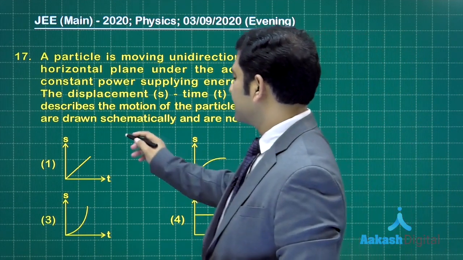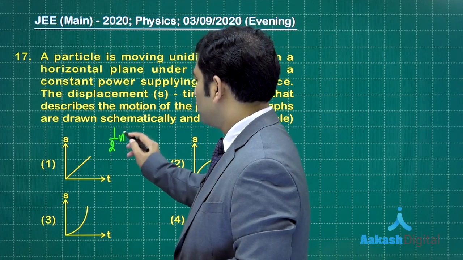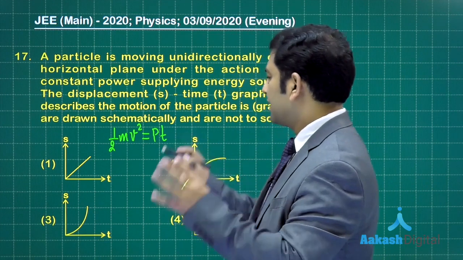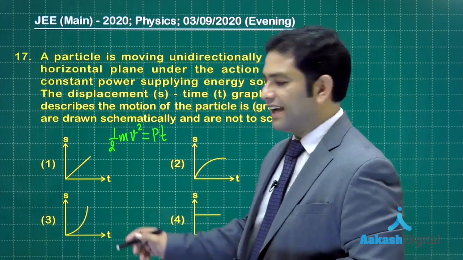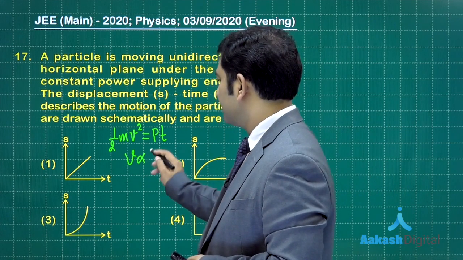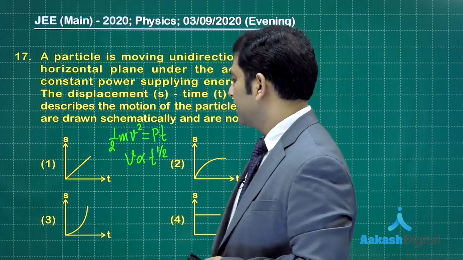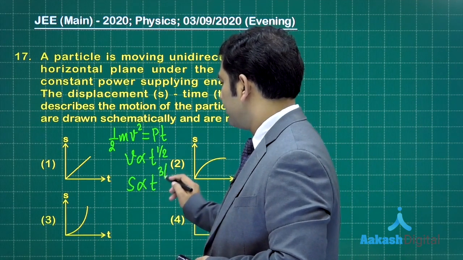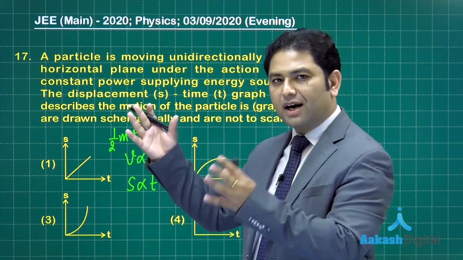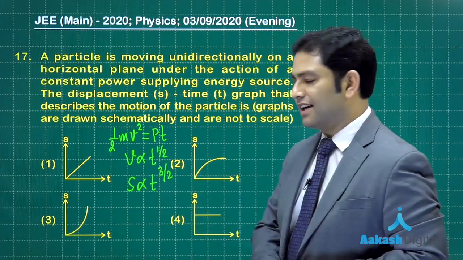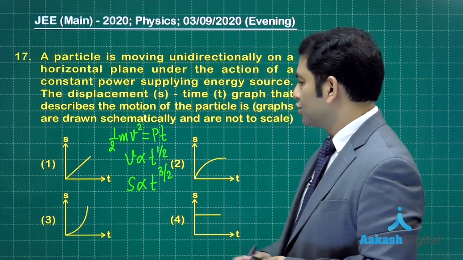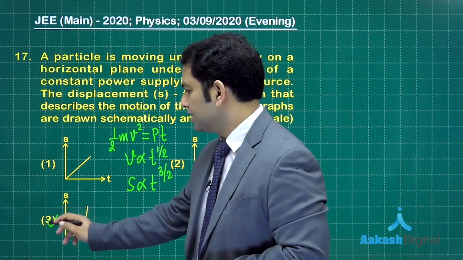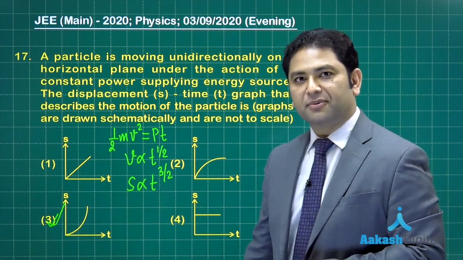So now one thing is there, the kinetic energy 1/2 mv square will be equal to power into time. Since I don't require the expression, I can directly say that v is directly proportional to t raised to the power half. Further, if you integrate, displacement will be directly proportional to t raised to the power 3/2. We don't require the coefficient. We just need to plot the graph. And s is directly proportional to t raised to the power 3/2, because the power is greater than 1. So option number 3 will be the correct one.